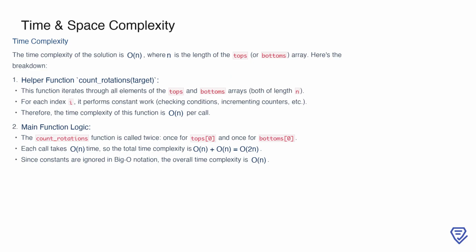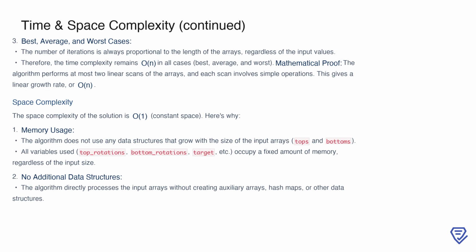In the main function, this helper is called twice, once for tops[0] and again for bottoms[0]. Since each call takes O(n), the total time complexity becomes O(n) plus O(n), which simplifies to O(n). However, in big O notation, constants are ignored, so the overall time complexity is O(n). The algorithm maintains a time complexity of O(n) in the best, average, and worst cases.